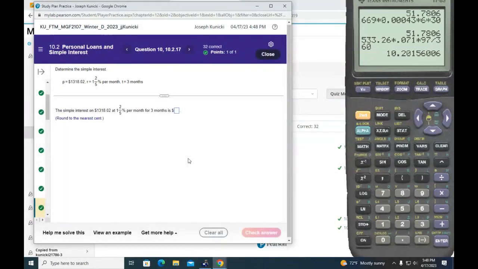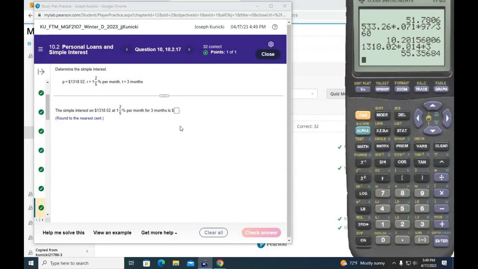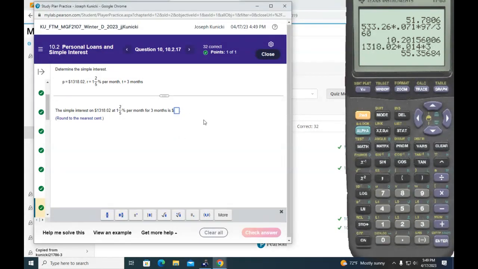Okay, rolling right along to 17. Determine the simple interest. Okay, so $1,318.02. These are months, so I'm just going to leave them alone. I don't have to change anything. So R is 0.01 and 2/5 is 4/10. Right? We okay with that? And then times 3 months. So the interest amount is $55.36.